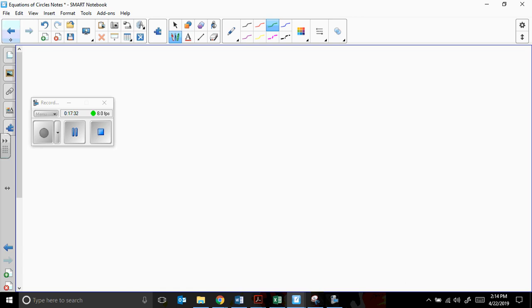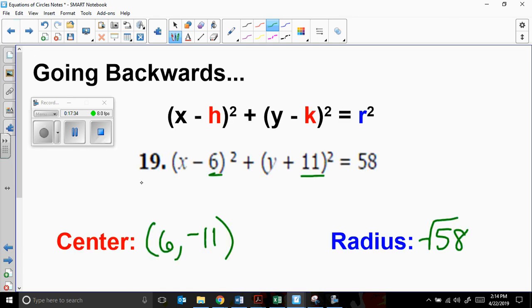Okay, so on the bottom of your notes, problem 20 is a challenge question where they gave you 2 endpoints that are on the diameter. See if you can come up with that. Other than that, we're all done.